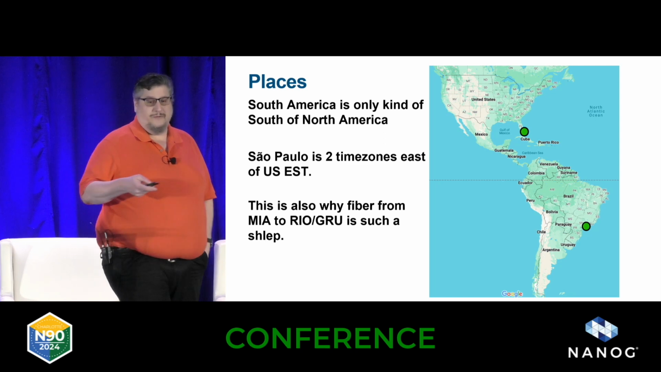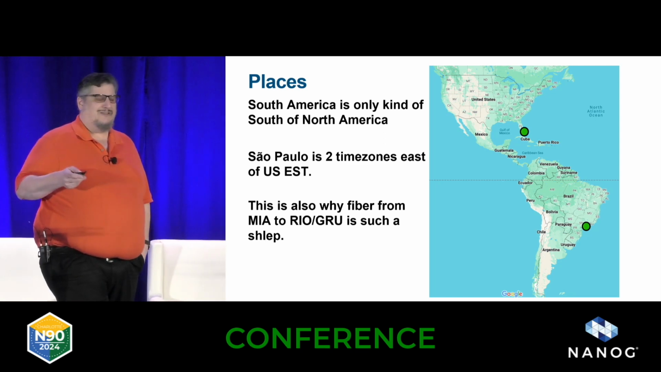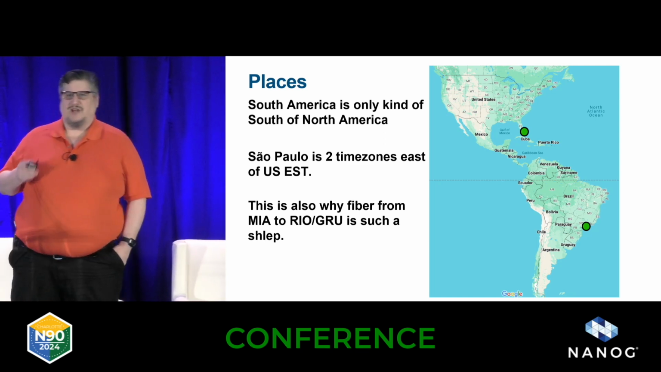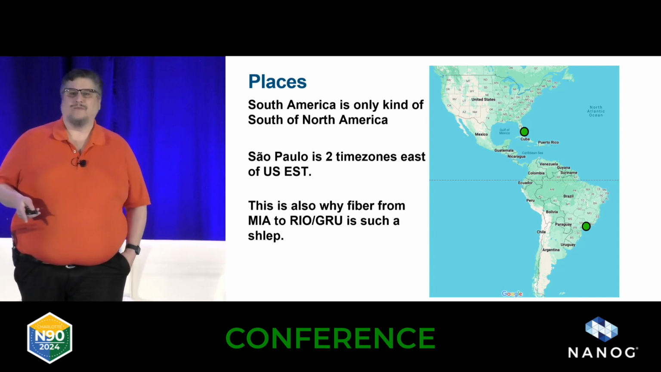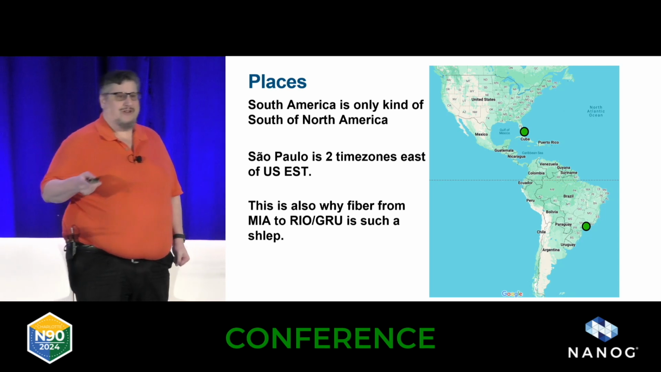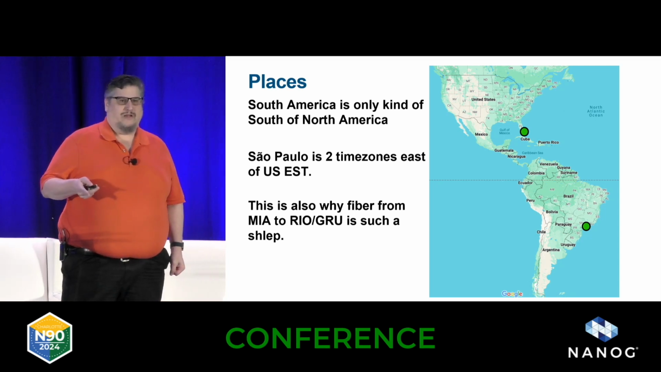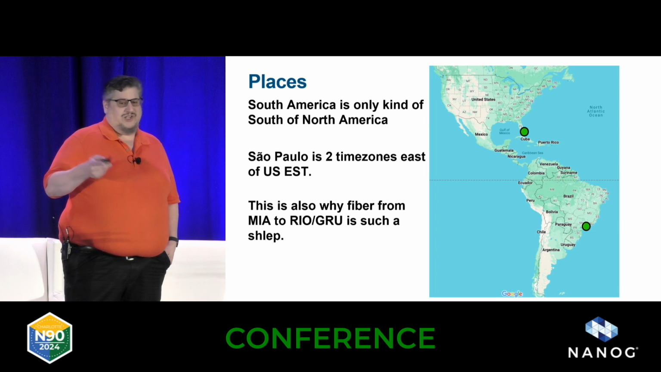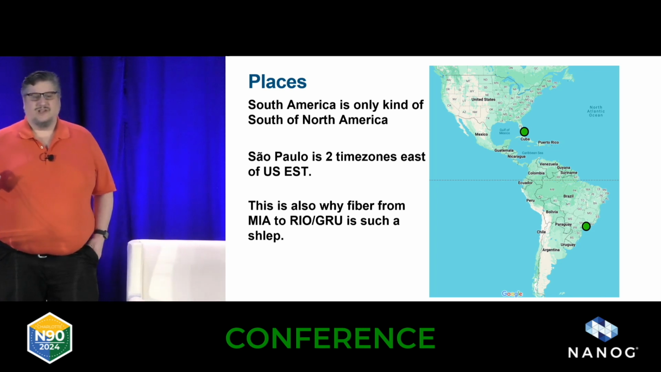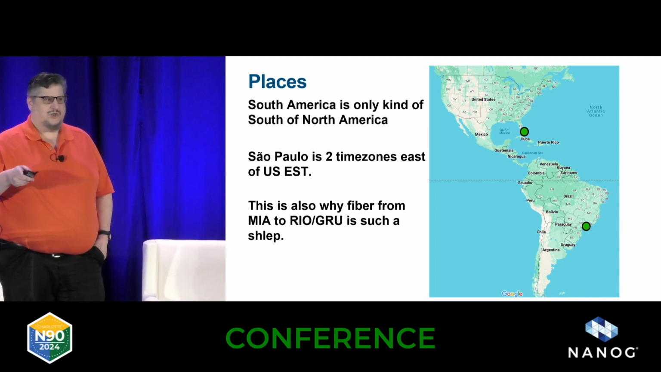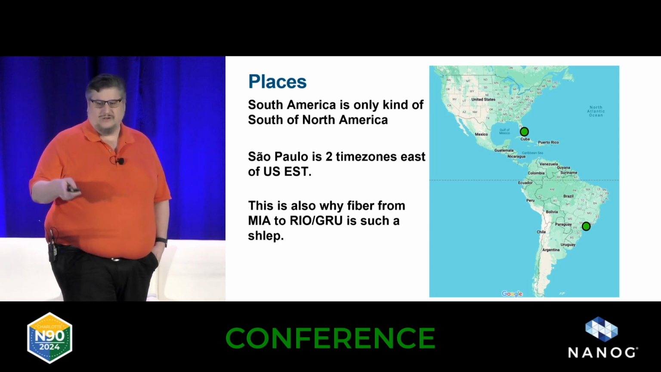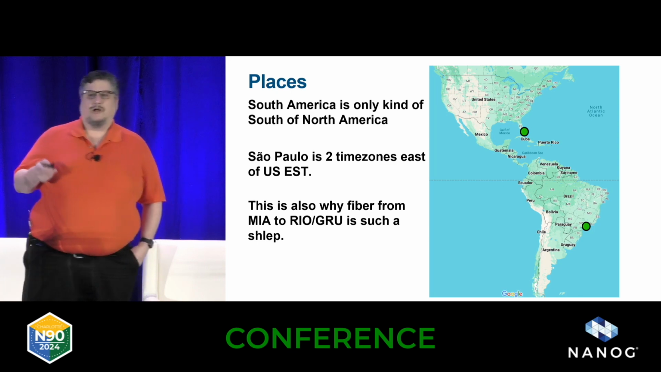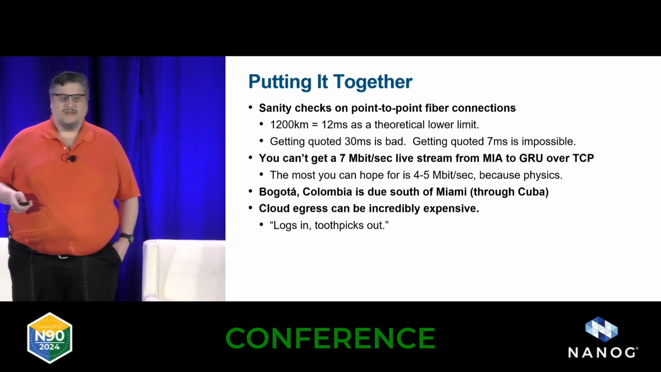In terms of places, here's another thing that strikes people as weird. People think of South America as south of North America, and that's only kind of true. South America is actually very, very southeast of North America. You know, Sao Paulo, 2 time zones east. This is also why, if you take a look at those 2 green circles, fiber from Miami to Rio or Sao Paulo is such a schlep. That's 120 milliseconds round trip time.